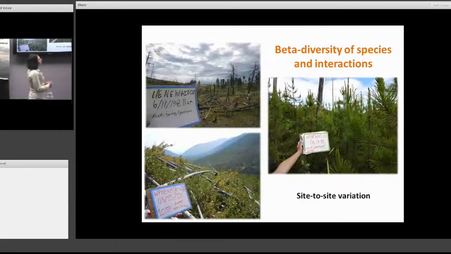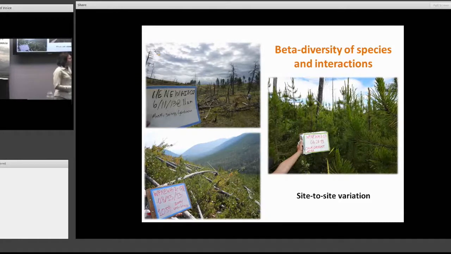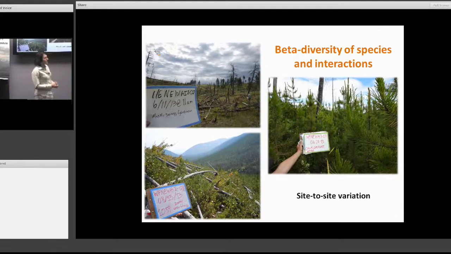And so one of the ways to do this is to look at site-to-site variation in species composition, so beta diversity, and site-to-site variation in species interactions, which we're calling interaction beta diversity, across large regional gradients like productivity. So these are just a couple pictures of some of our field sites.